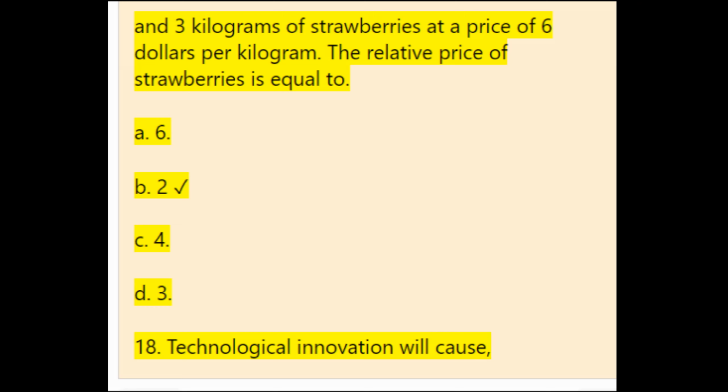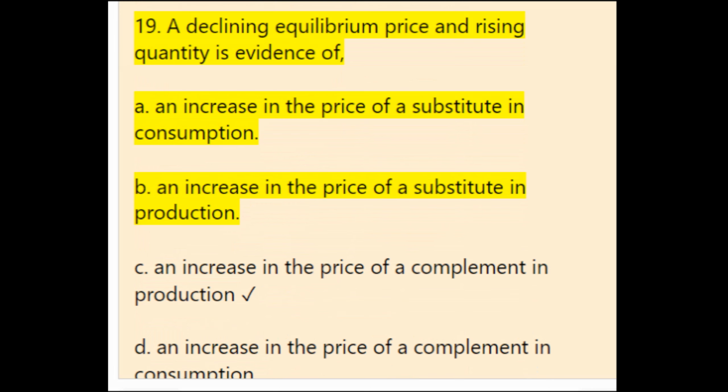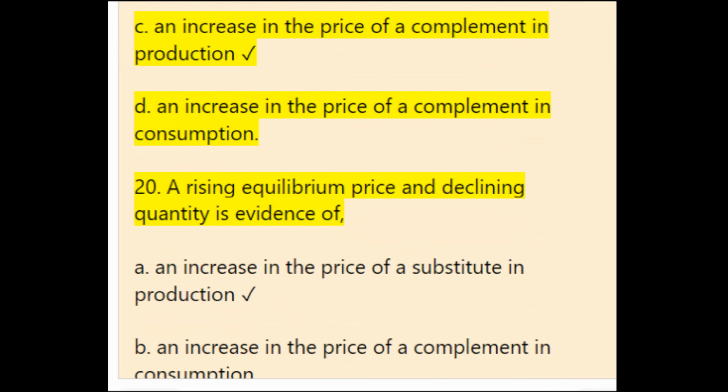19. A declining equilibrium price and rising quantity is evidence of A. An increase in the price of a substitute in consumption. B. An increase in the price of a substitute in production. C. An increase in the price of a complement in production. D. An increase in the price of a complement in consumption.